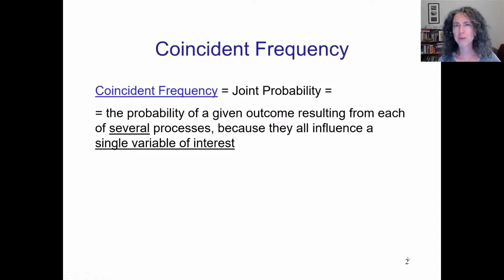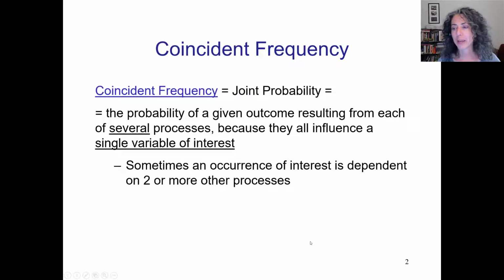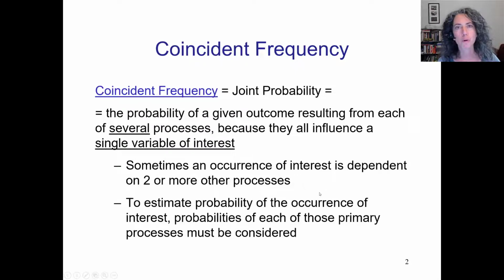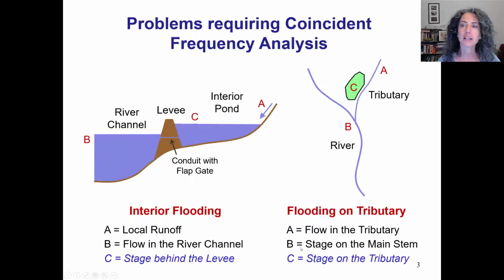Coincident frequency analysis is another way of saying joint probability, and we're looking at the likelihoods of several different processes because all of them affect a single variable that we care about. Sometimes the occurrence of interest is dependent on two or more other processes, and to estimate the probability that we care about, we have to bring together the probabilities of the other processes that influence it.